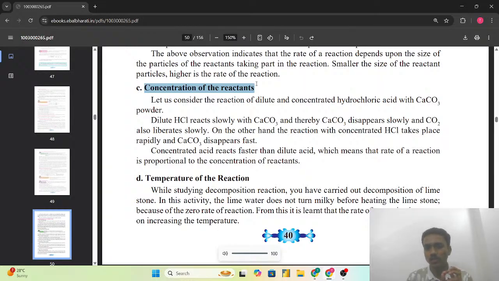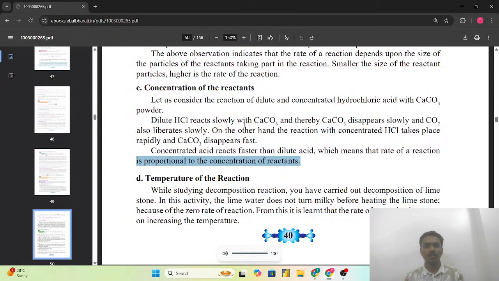On the other hand, the reaction with concentrated HCl takes place rapidly and CaCO3 disappears fast. With concentrated HCl, we can see a sudden change: calcium carbonate disappears fast and there is a fast release of carbon dioxide gas also. So, as we can see here, concentrated acid reacts faster than dilute acid. One more thing to remember: concentrated acid reacts faster than dilute acid, which means that the rate of the reaction is proportional to the concentration of the reactant.